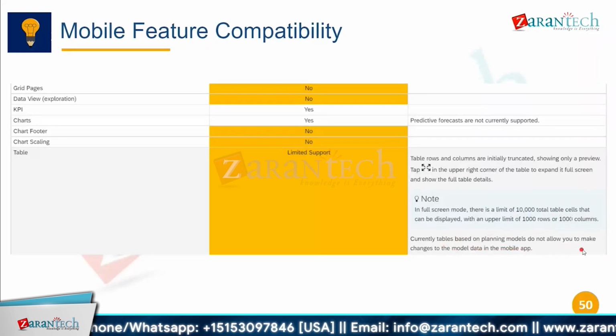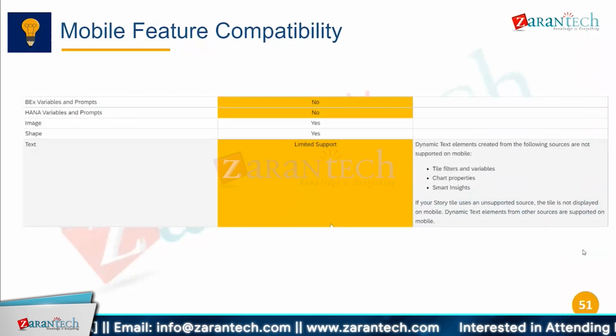Currently, tables based on planning do not allow you to make changes to the model data with the mobile app. Planning is not supported as of now in the mobile app, so you can't change the data. Then with respect to variables and prompts, BEx variables and prompts are not supported. Then images are supported, shapes are supported, text has limited support because dynamic text is not available as of now. If your story or tile uses an unsupported source, the tile is not displayed on the mobile. Dynamic text elements from other sources are supported.